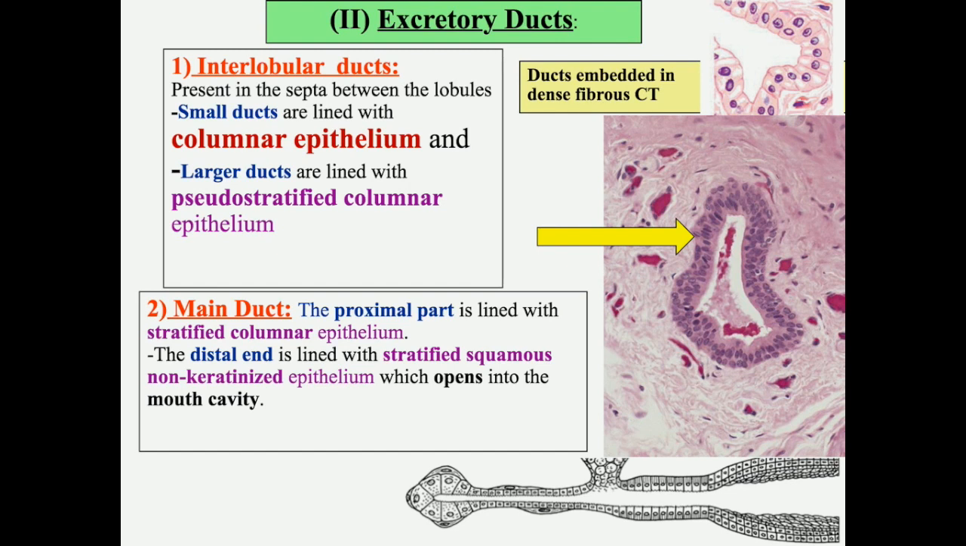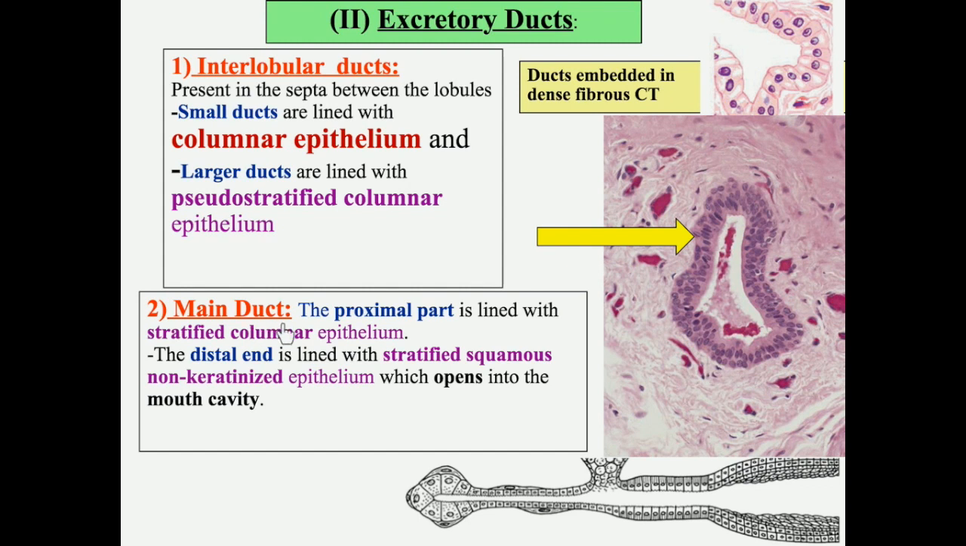Look here for the interlobular duct. Here it is present between the lobules. It is lined by columnar cells with basal oval nuclei. So this is the third one. And after that, when they collect to interlobar, they are now pseudostratified columnar epithelium, which is mentioned here as large ducts. These are the interlobar ducts.